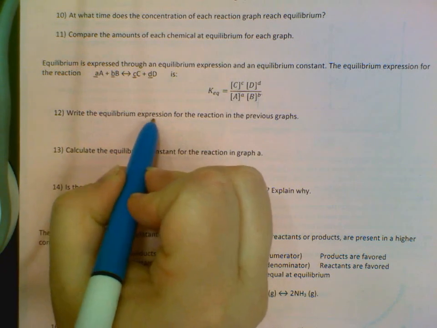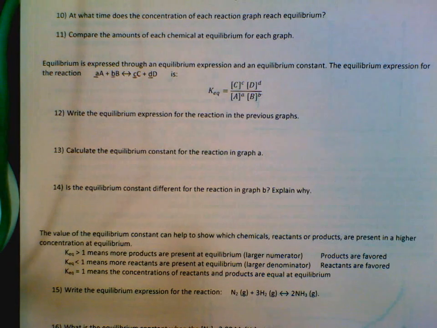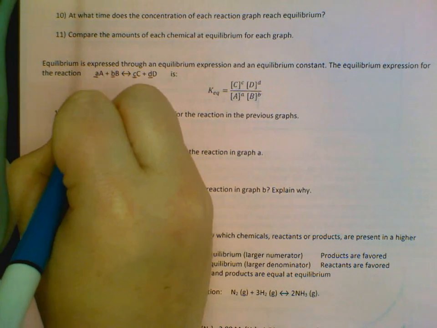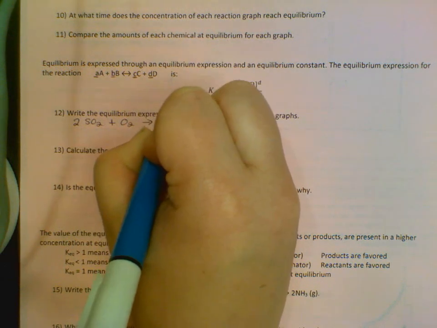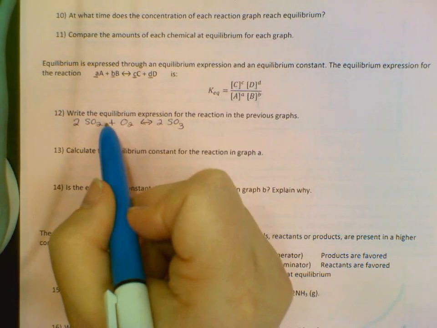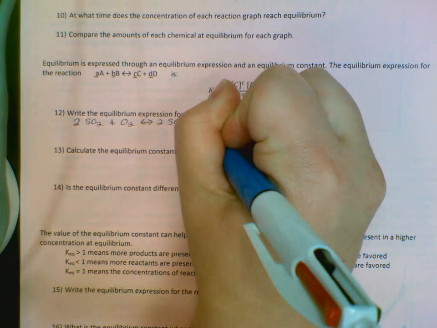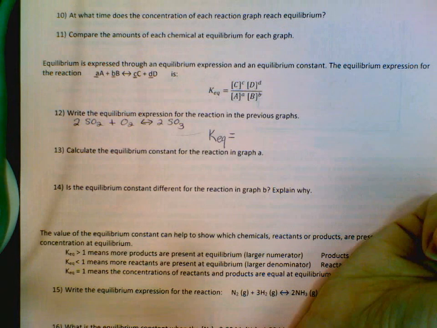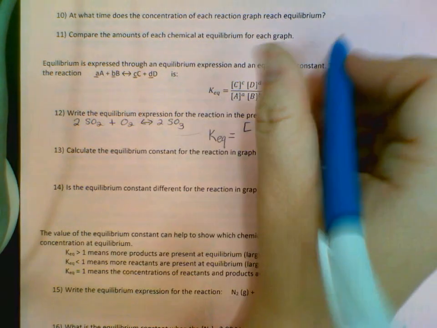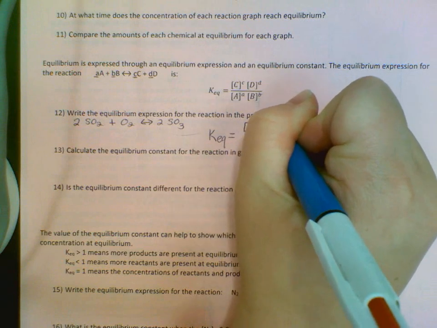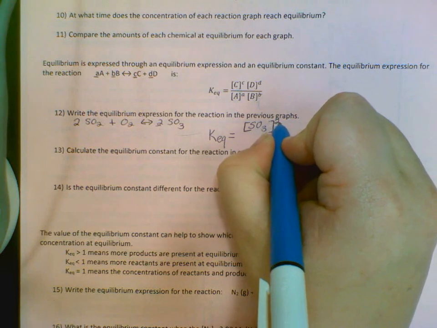So we're going to write the equilibrium expression for the reaction in the previous graph. So our reaction in those graphs, just to kind of rewrite it here, is 2SO2 plus O2 forms 2SO3. So we want to transform this reaction equation into an equilibrium expression. So we start with Keq. We're going to start with products on the top. So our first product here is SO3, so concentration of SO3. Its coefficient is 2, so it's going to be squared.